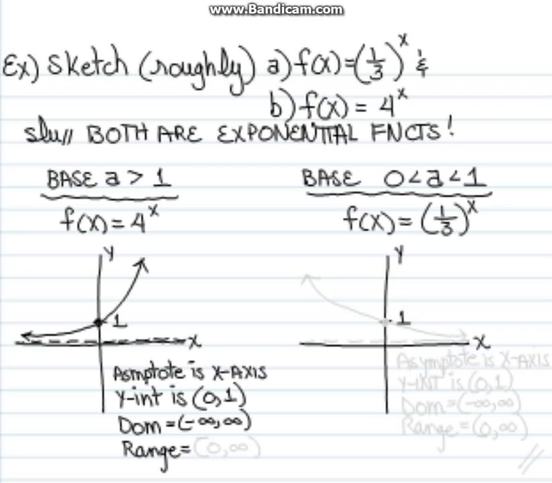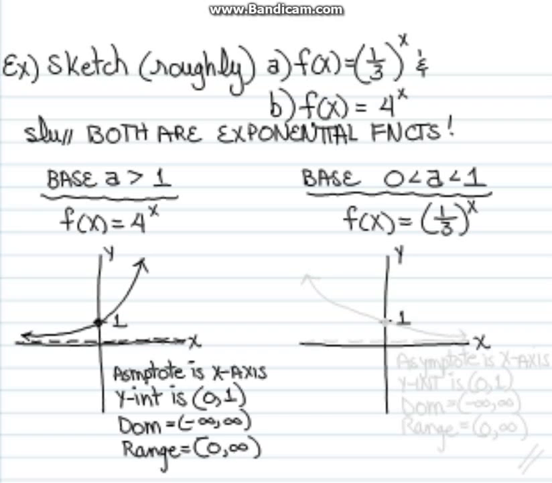But for the range, well, look at the picture. It's never going to touch the x-axis. That's the asymptote. It's always going to have y values that are just a little bit bigger than the y equals 0 value, which is the x-axis, and all the way up to y equals infinity. So the range is the open interval, open bracket, from 0 to infinity.